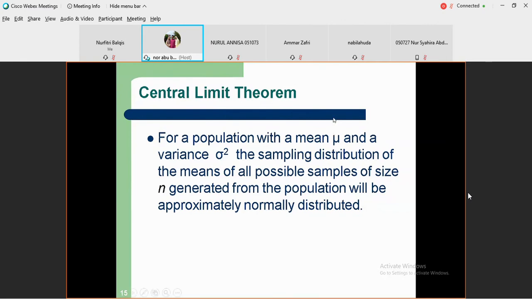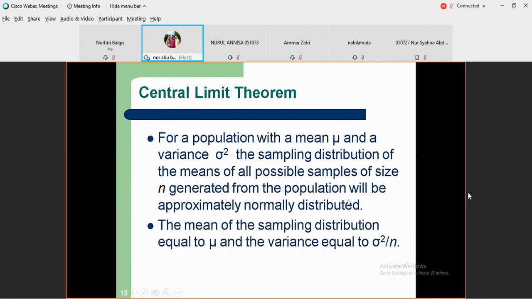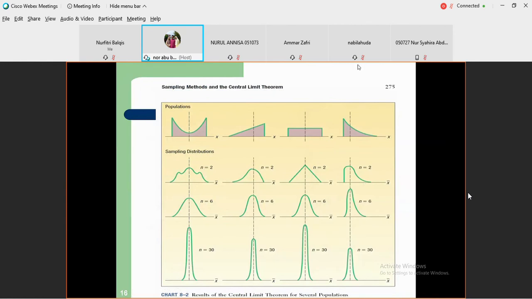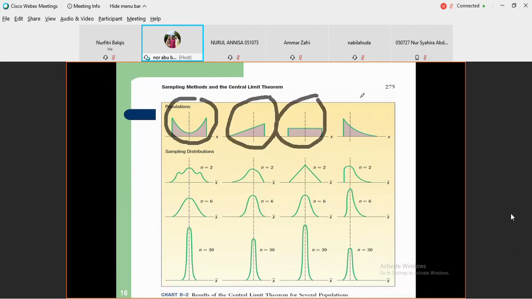Okay, kalau tak faham juga, cuba kita tengok example dekat sini. Okay, if you look at the examples here, ini adalah population pertama, population kedua, population ketiga, population keempat. Okay, so 1, 2, 3, 4. Okay, so we have 4 different population with 4 different graph.